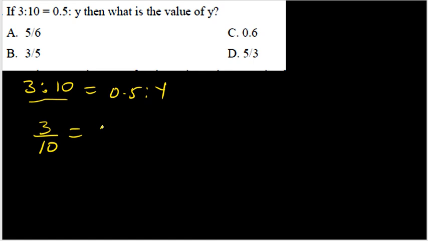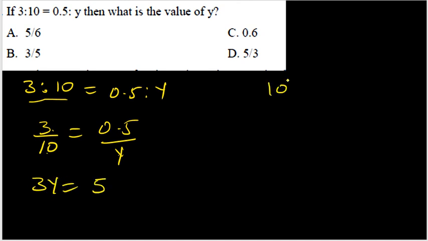The last question, 3 to 10 is equal to 0.5 to y. This means 3 over 10 is equal to the ratio 0.5 over y. We can write it in fractional form. Then we can multiply crisscross. 3 times y will be 3y is equal to 10 times 0.5 will be just 5.